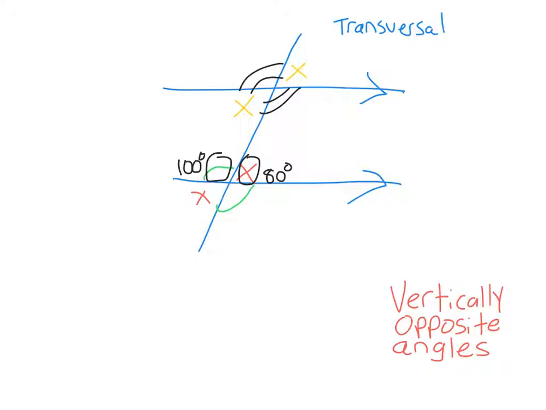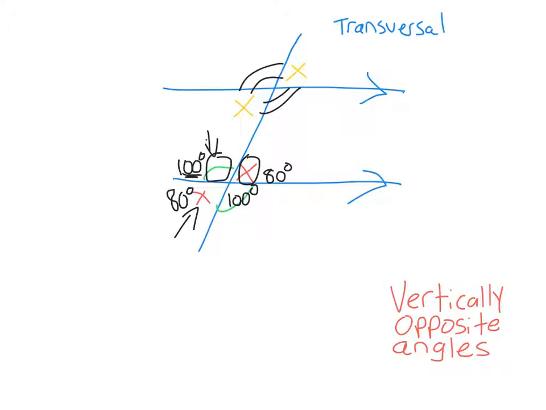This angle here is also supplementary to this angle here. They lie on this straight line, and so they must also add to 180 degrees. So if this angle here is 100, this one here must be 80 degrees. And then, of course, this one in here would be 100 degrees as well. So they kind of come in pairs.